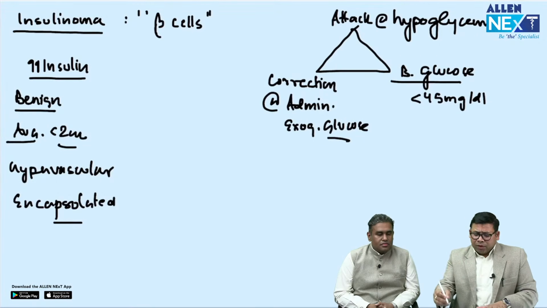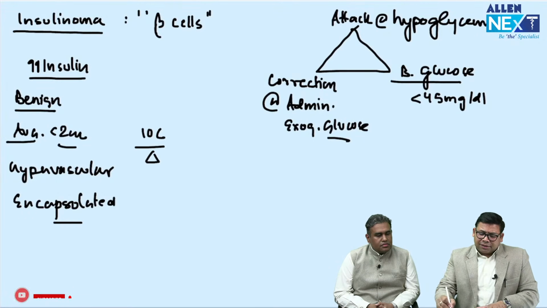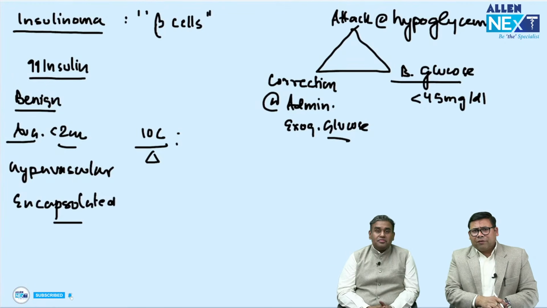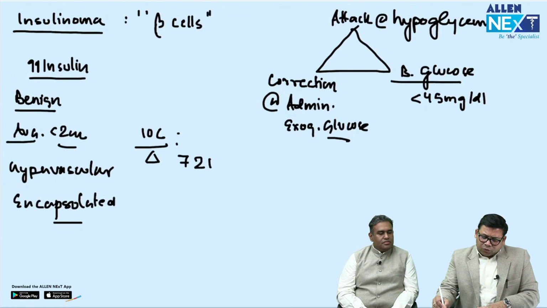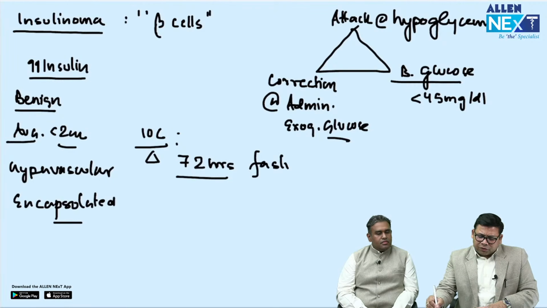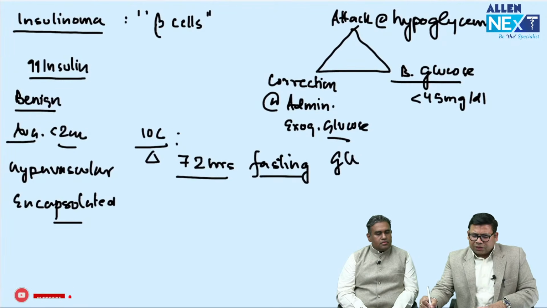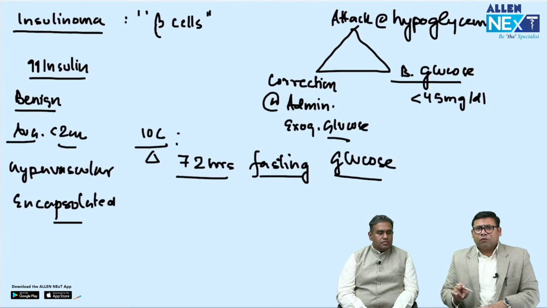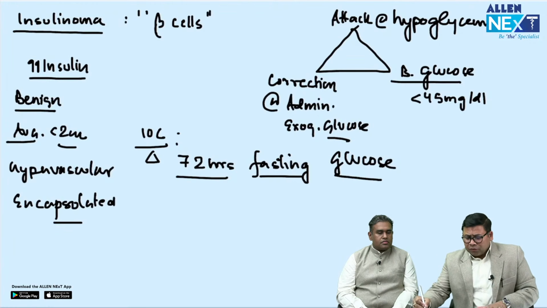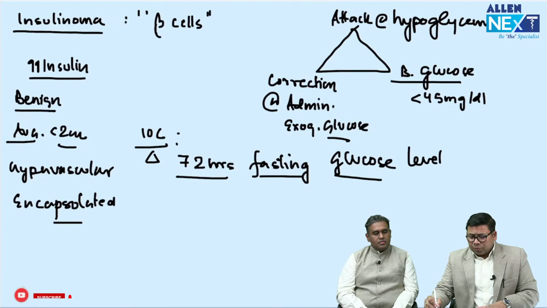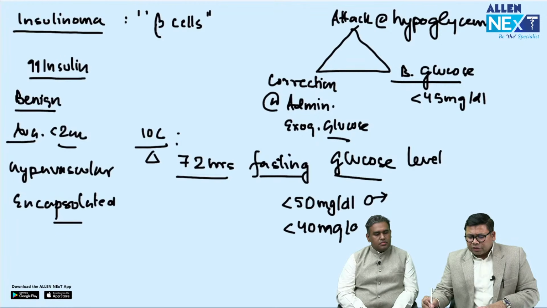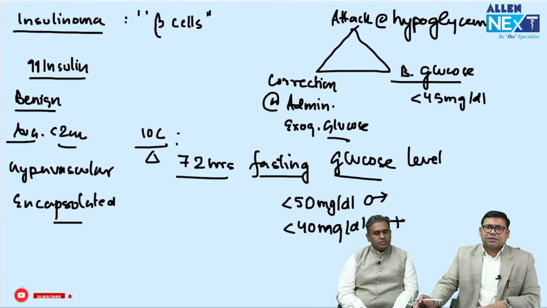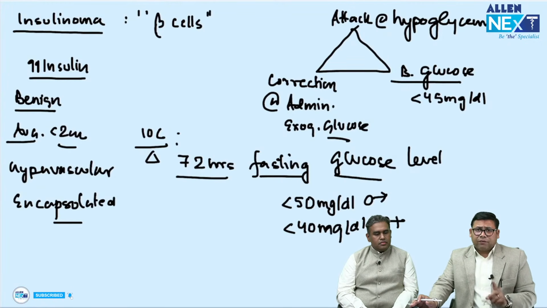These are classical things. Now what is the investigation of choice, students? Since it's a neuroendocrine tumor, it has to be biochemical evaluation, and therefore we have the 72-hour fasting glucose level. Do you know what you mean by 72-hour fasting glucose levels? You will admit the patient, start the patient on fluids, but not on DNS, and you will go for NPO status. So 72-hour fasting glucose levels abnormally less than 50 mg per dl in case of males, and less than 40 mg per dl in case of females. This is actually diagnostic, and this is very important.